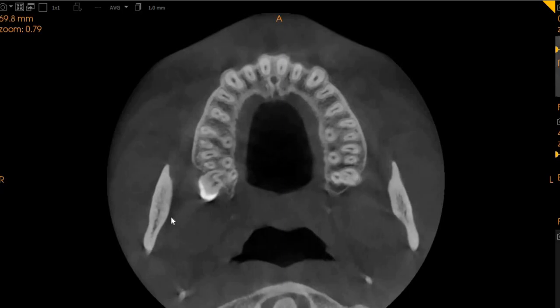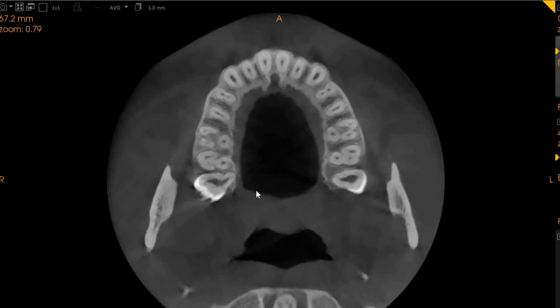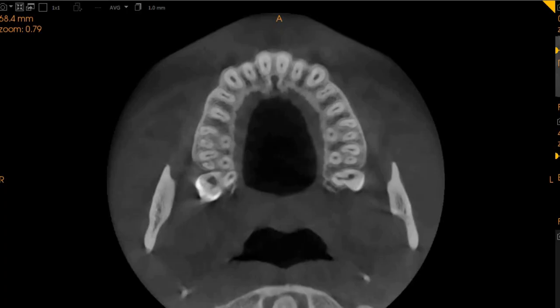So this is how you can see. This is the upper right side. This is, as you can very clearly see, distoangular impaction, and you can also see that the roots are positioned very palatally, but at no point is this tooth fused to the upper right 7.